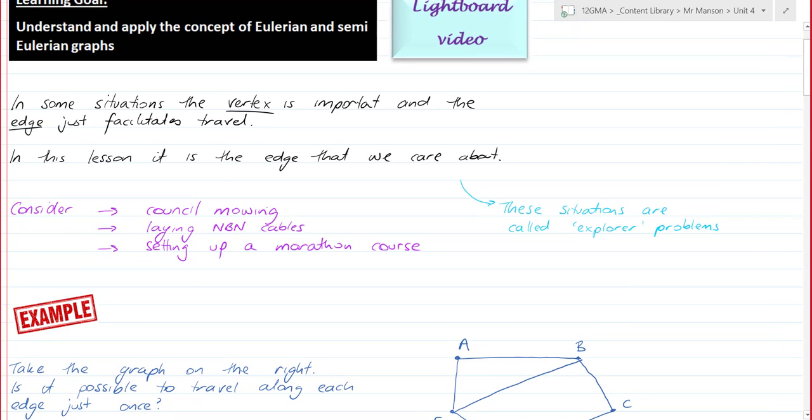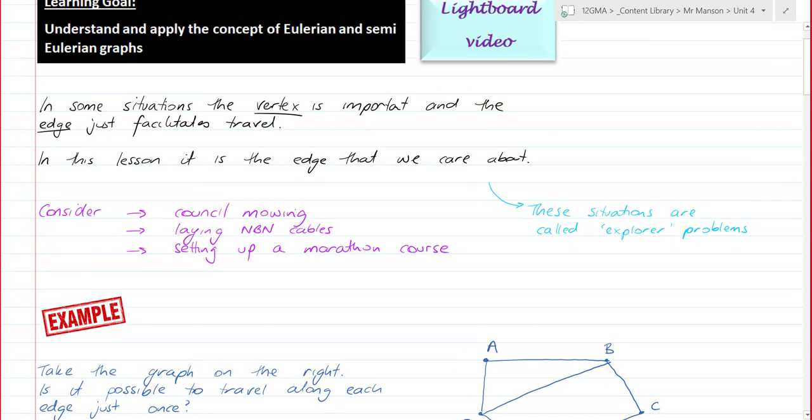So consider mowing schedules. This is a bit of a hot topic at the moment. Laying NBN cables, also a hot topic. With NBN cables, the vertices matter, but the edge probably matters more because that is the cable. Setting up a marathon course, the edge matters because that's where people are running, etc. And in fact, the vertices there might not matter nearly as much. So there are going to be different situations where you'll be using graphs for different things.